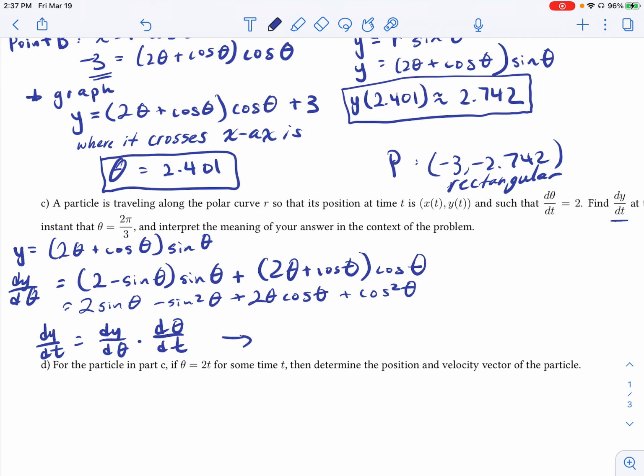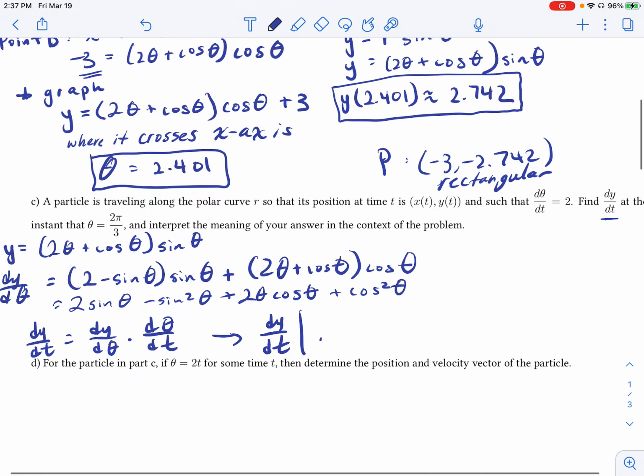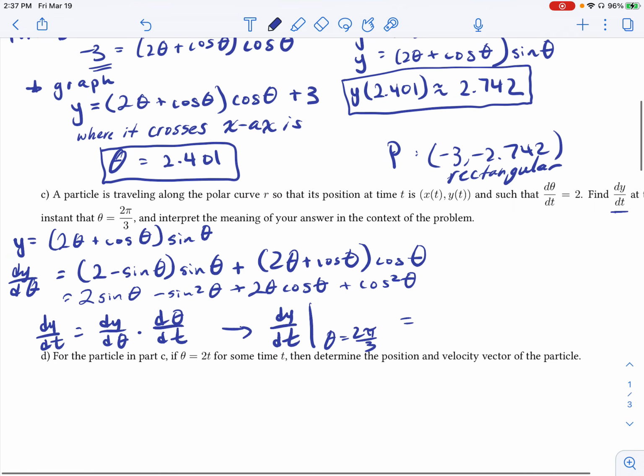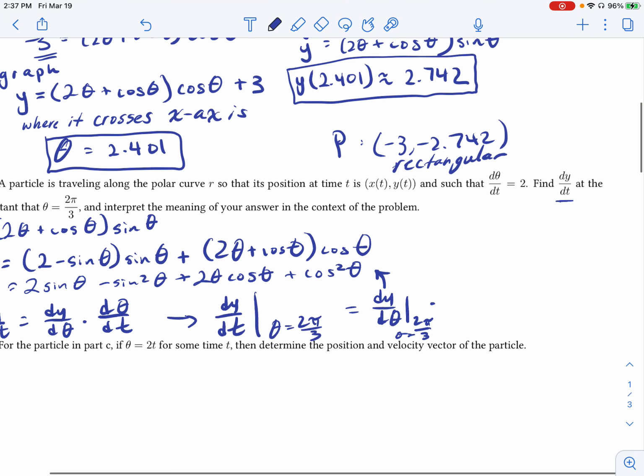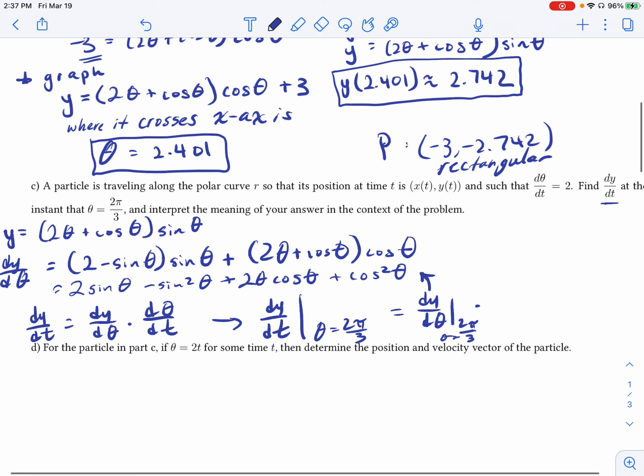So what that means for us is the following. We can say that dy dt at the value when theta is equal to 2 pi over 3 is equal to dy d theta, what we just found in this previous step here, evaluated at 2 pi over 3, all of that times d theta dt, which is equal to 2. So again, all I'm doing right now is I'm multiplying dy d theta, evaluated at theta equal to 2 pi over 3.